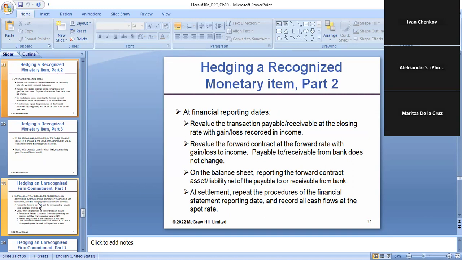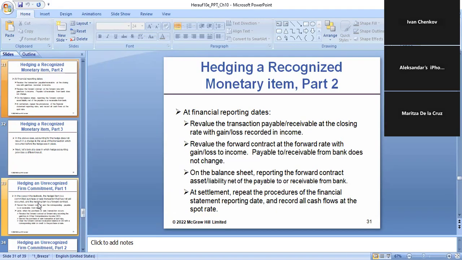That's going to trigger gains and losses, which are recorded in the income. Revenue on the forward contracts at the forward rate, with the gains and losses going into the income. The payable to or receivable from the banks doesn't change. On the balance sheet, we have to report the forward contracts as an asset or liability, net of the payable to or receivable from the bank. Either what we have to pay or what we have to receive, if it's an asset or liability.